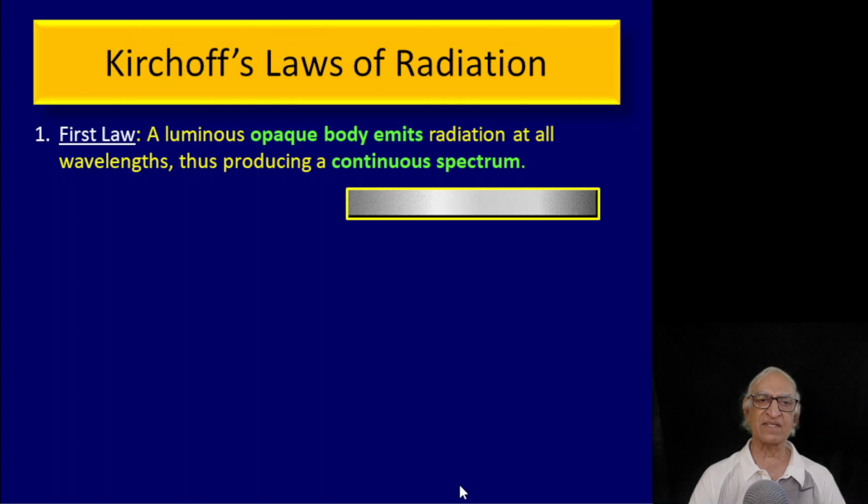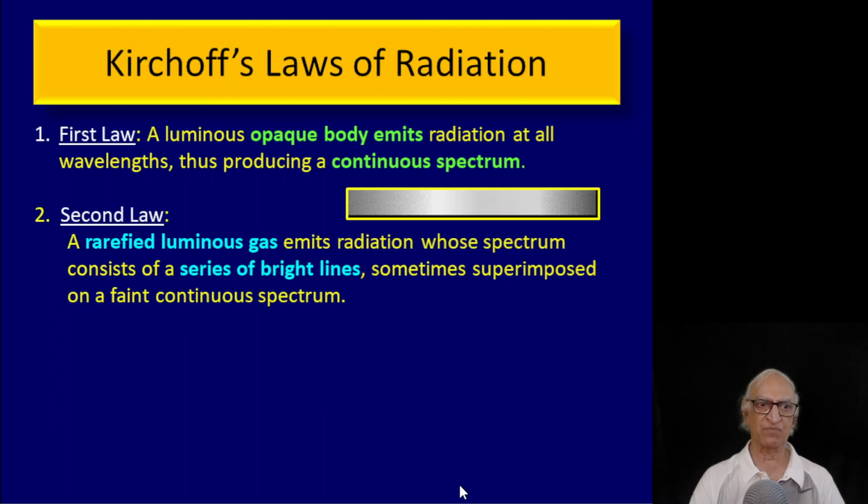Around the year 1860, the great German physicist Kirchhoff formulated 3 laws of radiation which are absolutely fundamental and we should really understand them. His first law states: a luminous opaque body emits radiation at all wavelengths, thus producing a continuous spectrum as shown over there.